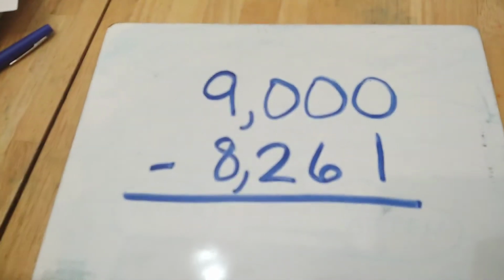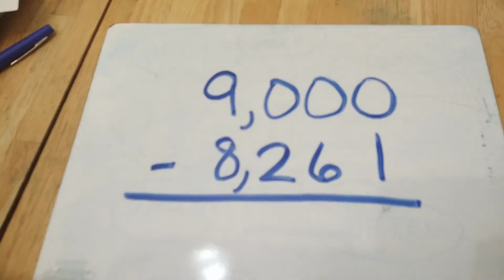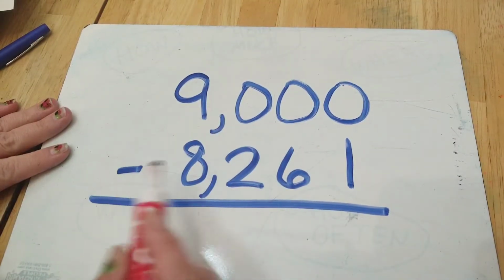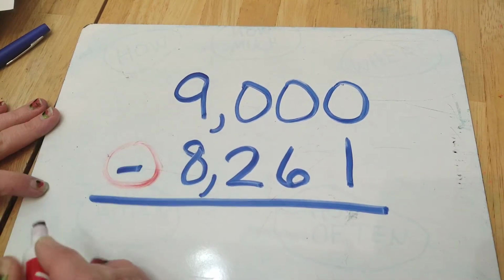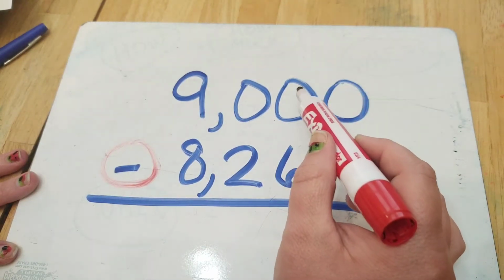Okay, second graders, we're going to do our review for our math test. So we're going to start off with this problem right here. We have 9,000 minus 8,261. So you always look at the symbol we're going to be taking away. Now we can't do 0 minus 1, and I can't borrow from my neighbor.